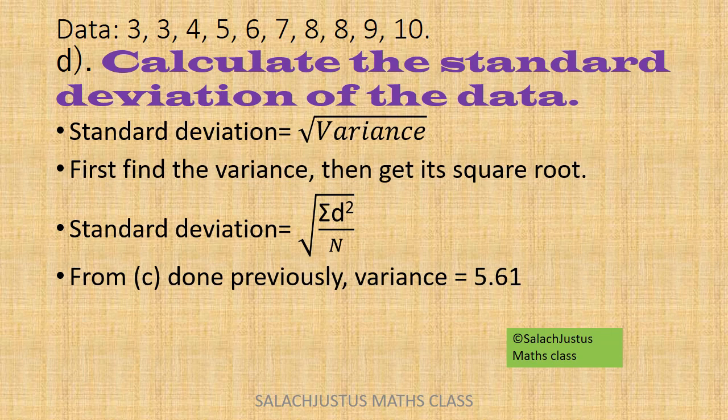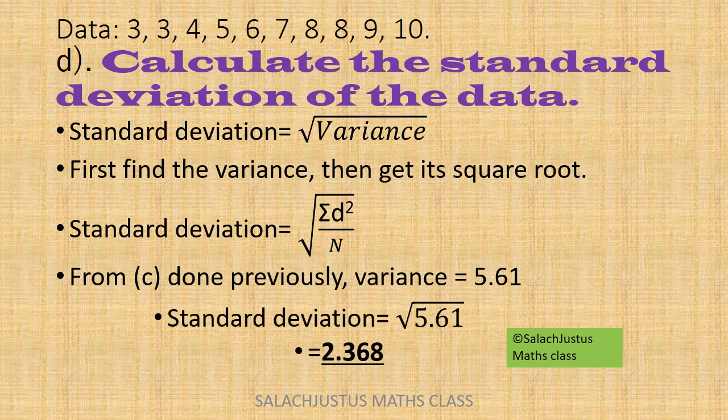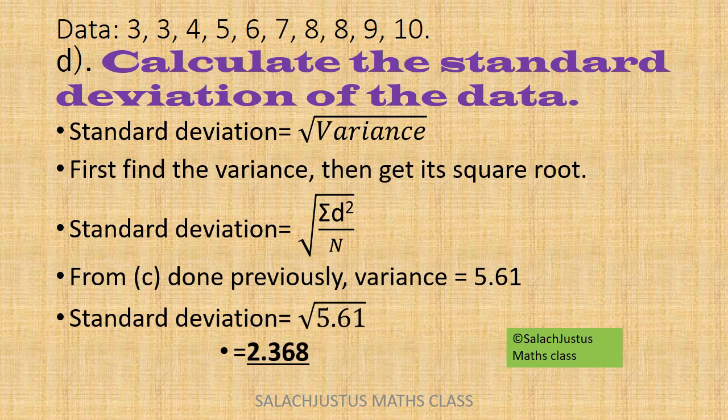From the previous part, our variance was 5.61. You can replay that part so that you can see how we calculated our variance as 5.61. So now our standard deviation is only the square root of 5.61, which is 2.368. If you get a question that asks for standard deviation directly, just remember that you have to calculate the variance first, get its square root, so that you can get the standard deviation.